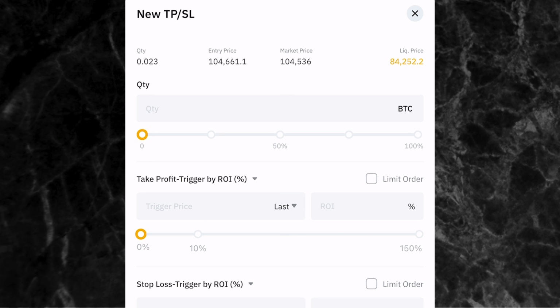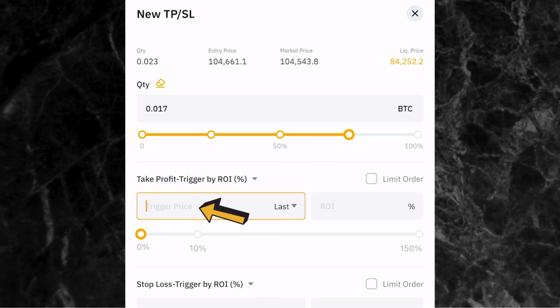So if you want to set another take profit for that, you can come here and select the percentage you want. So let's say, for example, maybe I want to select another 75%. That means that I want to sell 75% of whatever is left. Now for that 75%, the take profit price must be higher than the take profit price of the first one. Take note of that. The take profit price must be higher than the take profit price of the first one.